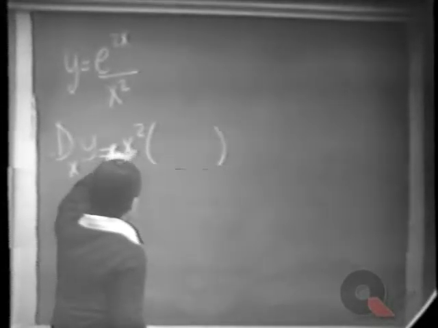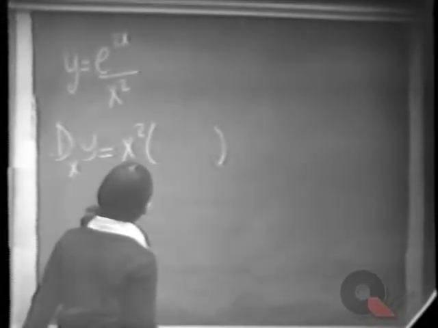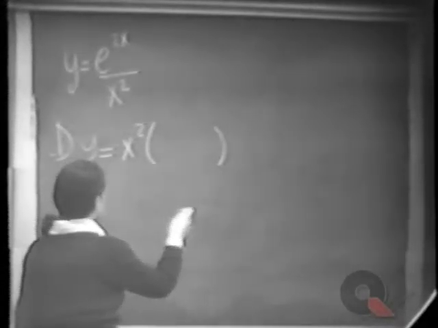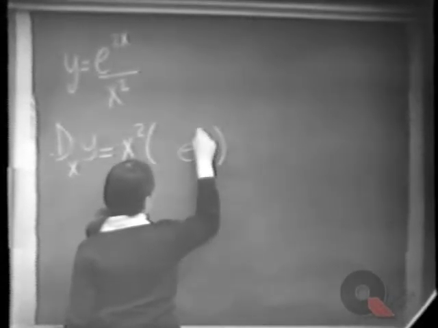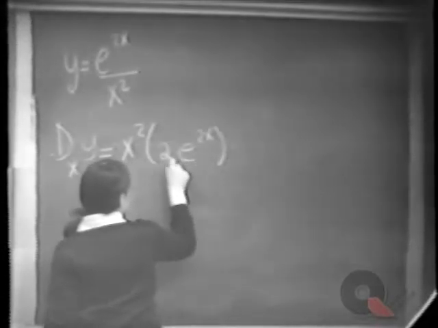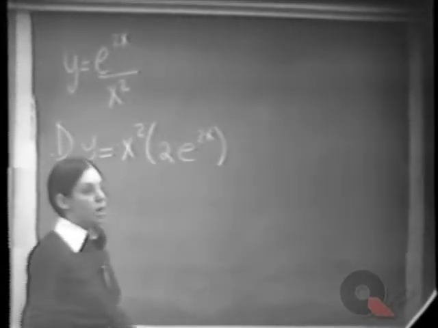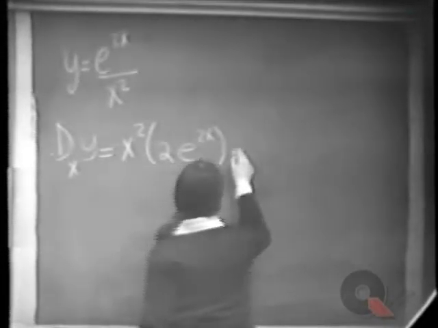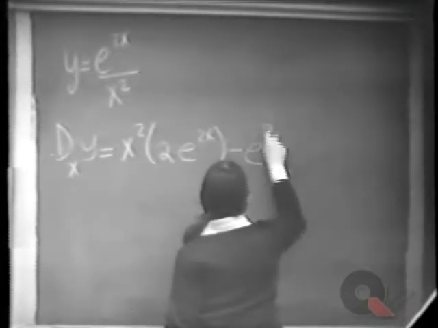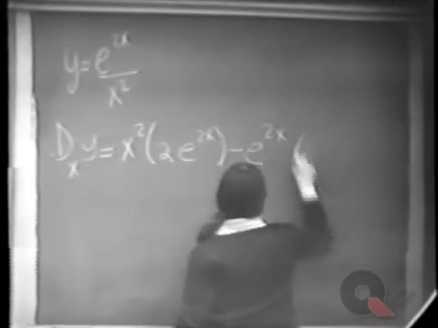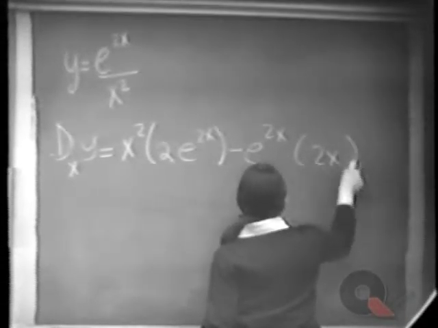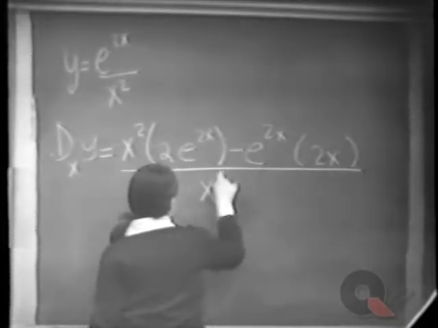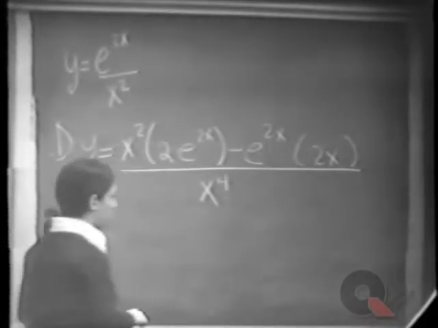The denominator times the derivative of the numerator, but the derivative of the numerator, since the numerator is in the form e to the f of x, will be e to the power times the derivative of the power: e to the 2x times the derivative of 2x, which is 2 with respect to x, minus the numerator times the derivative of the denominator, which is 2x, all over the denominator squared, which was x to the 4th.